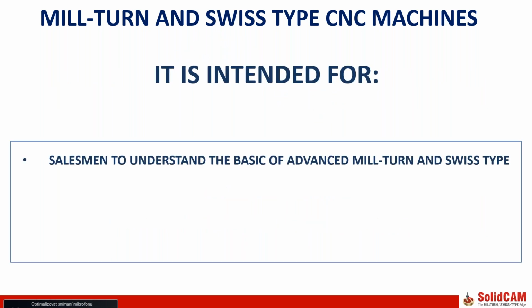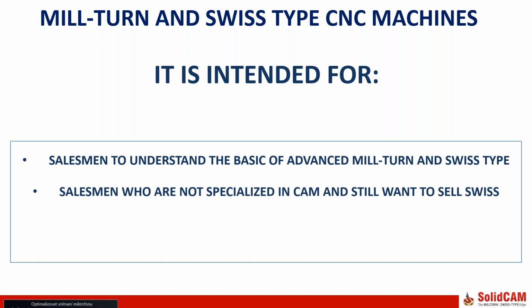It is intended for salesmen to understand the basics of advanced mill-turn and Swiss type. In Czech Republic and Slovakia, there are many resellers with salesmen who are not specialized in CAM. They sell SolidWorks, they sell other types of products, but they are also supposed to sell SolidCAM. And so they are not meeting these advanced machines too often, maybe once or twice a year. It's not easy for them to go to complicated machines, and this webinar is intended for them.